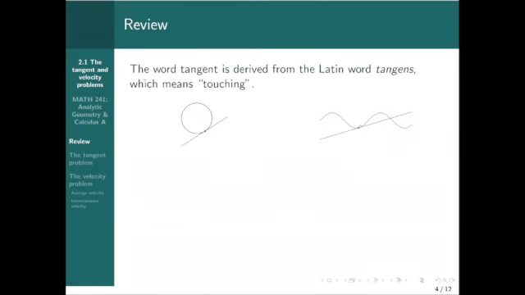Also, when we were studying the tangent problem, we used the notions of tangent and secant lines. The word tangent derives from Latin and it means touching. If we have a circle, as in the picture on the left, then the tangent line is going to touch the circle at only one point. But it may be the case that the tangent is going to touch a curve in more than one point, as we have in the picture on the right.